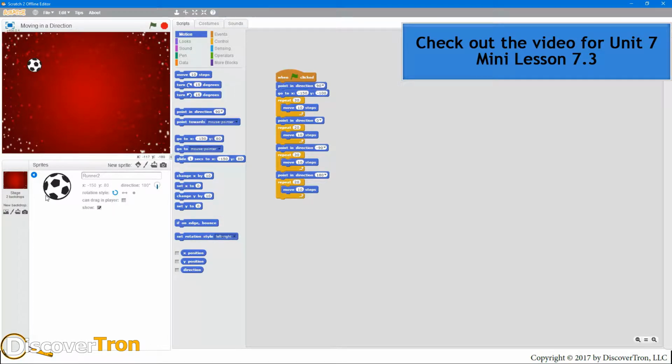Your program should do something similar. While you're experimenting with this, go ahead and play around with the different rotation styles and see if you can notice some differences on the sprite whenever it runs.